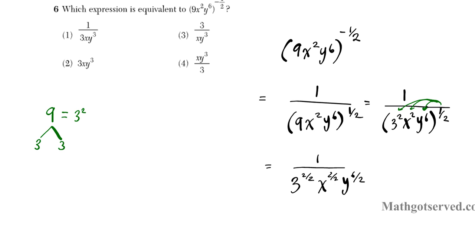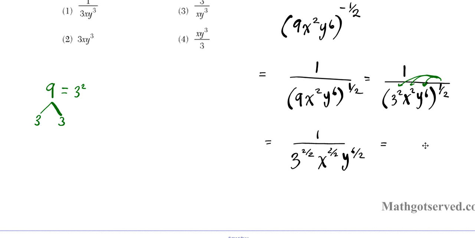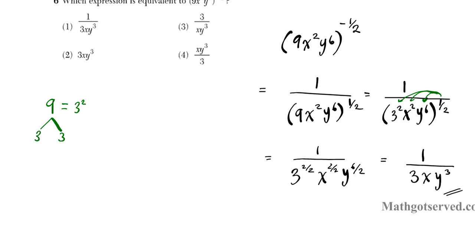All right? Now let's simplify that further. 2 over 2 is 1, so we're just left with 3. 2 over 2 is 1 also, so we're just left with x. And then 6 over 2 is 3, y to the 3rd. Now, anytime you have 1 as an exponent, you don't need to write it. So you just write it like 3x and then y to the 3rd. All right, so there goes your final answer. So our answer is option number, let's see, number 1. Okay, moving along.